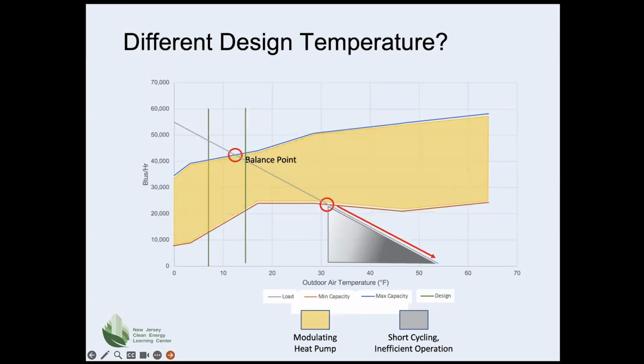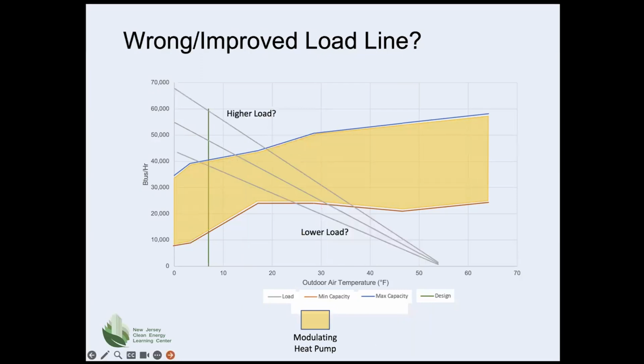However, this heat pump might work if the house were located in a different climate zone. So if we looked at a design temperature of, say, 15 degrees Fahrenheit, you could meet the load of the home at that higher temperature. However, you still are left with a problem with short cycling on the upper ranges of temperature.